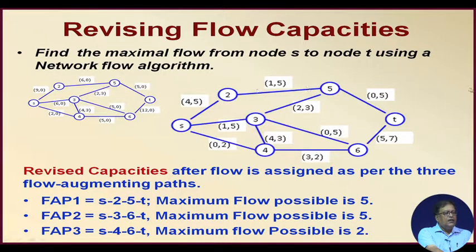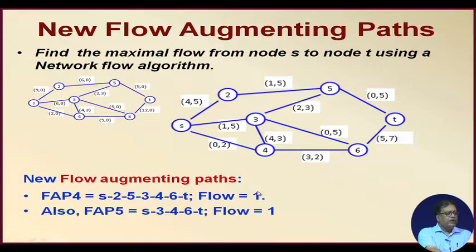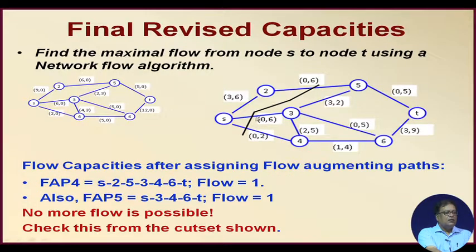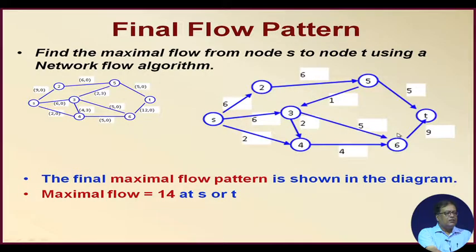So, at this stage 3 paths are identified, and further we identified 2 more, like S to 3 to 4 to 6 to T, and S to 2 to 5 to 3 to 4 to 6 to T. After assigning all these flow augmenting paths, we find a cut set is exhausted, and this is the same cut set which we obtained from the maximal flow minimum cut theorem. It's all right. So, no more flow is possible because the cut set is exhausted. These are the final revised capacities, and here is the final flow pattern also.